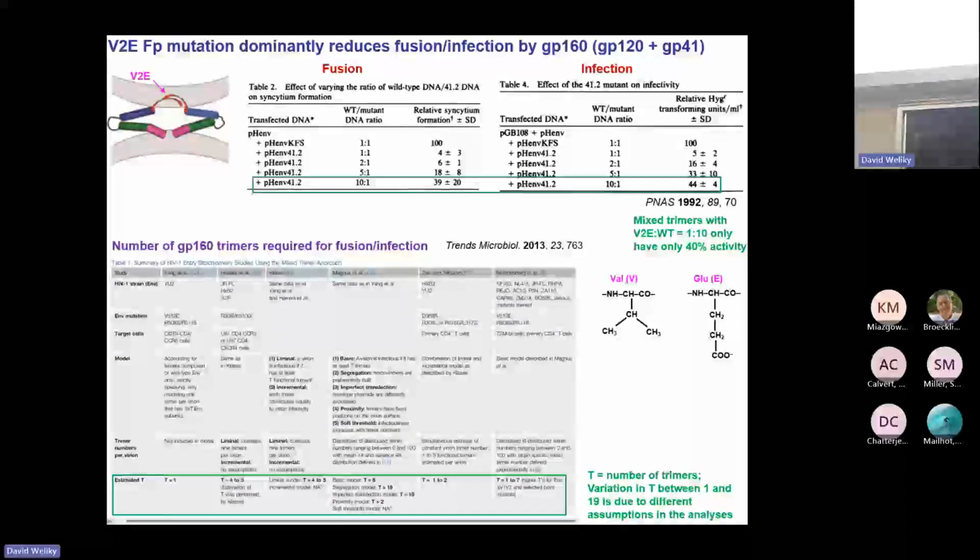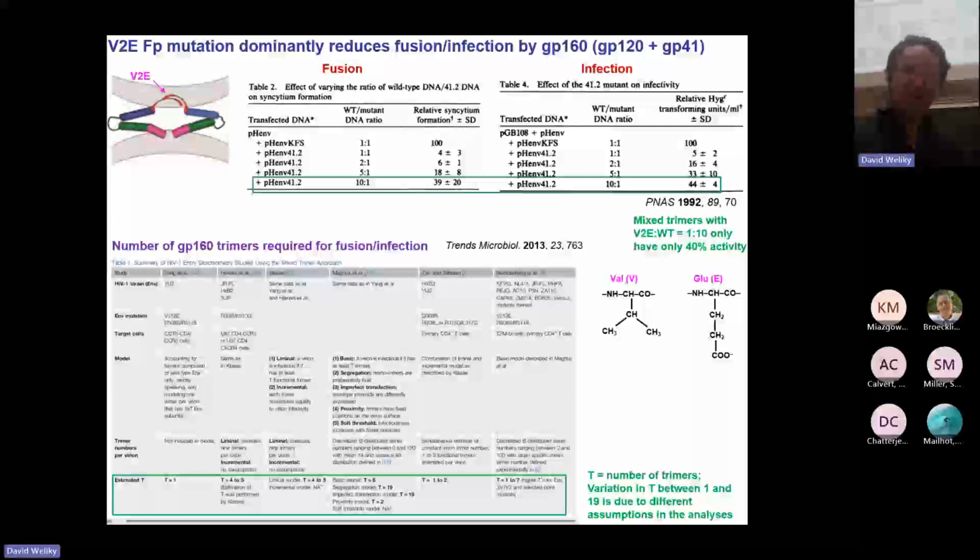Besides using the phenotypic dominance in additional studies to understand mechanism, it's also been important in trying to estimate the number of wild type spikes that are needed for efficient fusion and infection. That's interesting mechanistically, and also in terms of developing an HIV vaccine, which we still don't have, but also therapies and therapeutics that can inhibit fusion. I'm just showing you this table. They're all using the same data and just different models to estimate T, which is the number of wild type trimers needed for efficient fusion and infection. The values of T go from 1 to 19. It's really just the differences in the statistical models used to analyze the experimental data.